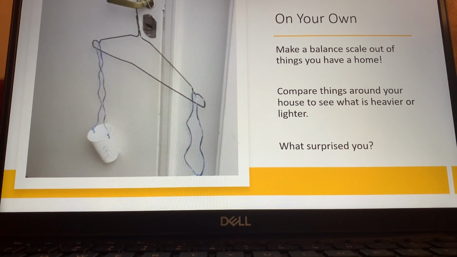Just tell us what it is that you were weighing with the balance scale. Tell us what is heavier and what is lighter. So we look forward to seeing your different items that you are finding around your house that are heavier or lighter.